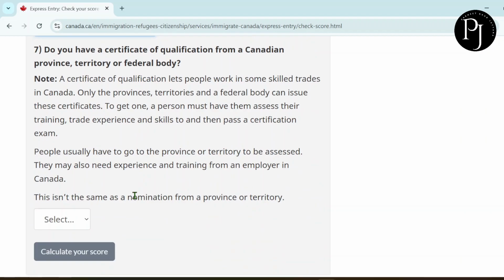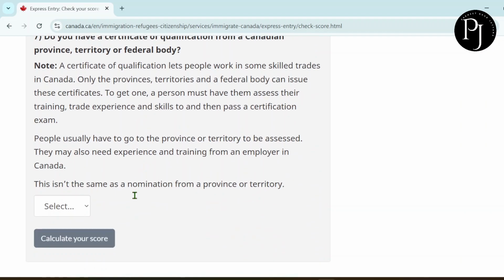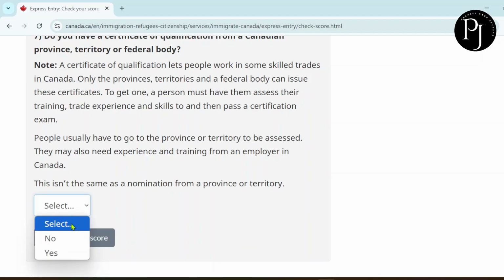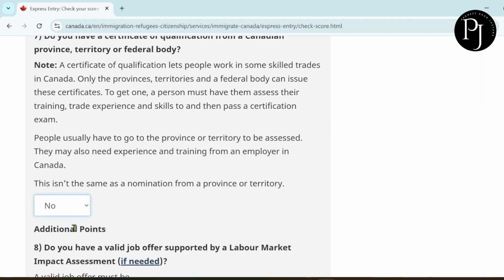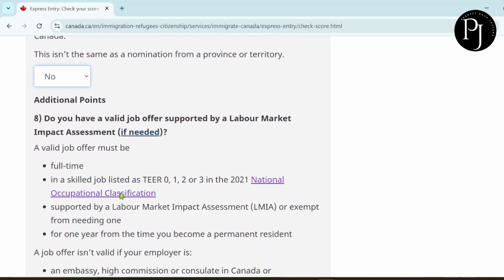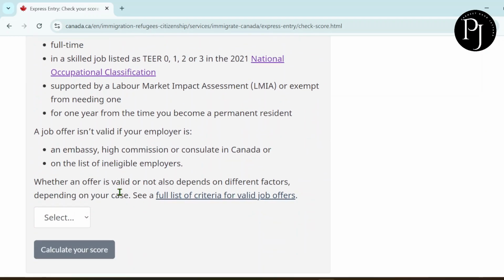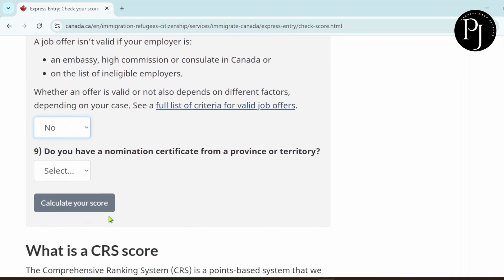Do you have a certificate of qualification from a Canadian province, territory, or federal body? If you have any certificate of qualification, then say yes, otherwise say no. In my case, I don't have any. The next question is, do you have a valid job offer supported by LMIA? If you have any LMIA, then say yes, otherwise no. I don't have any, so I will say no.